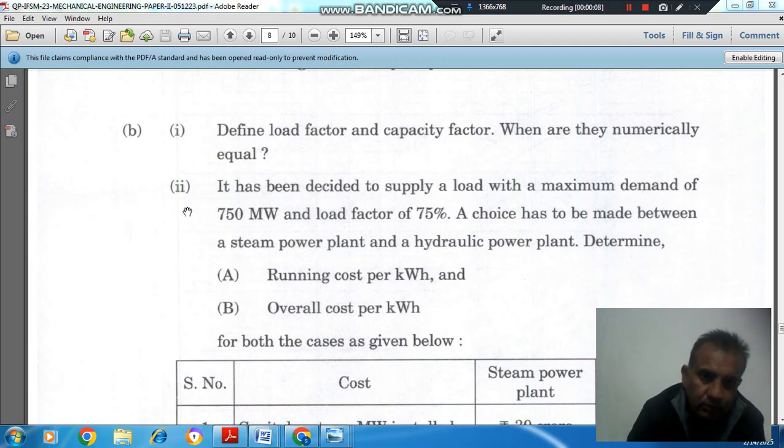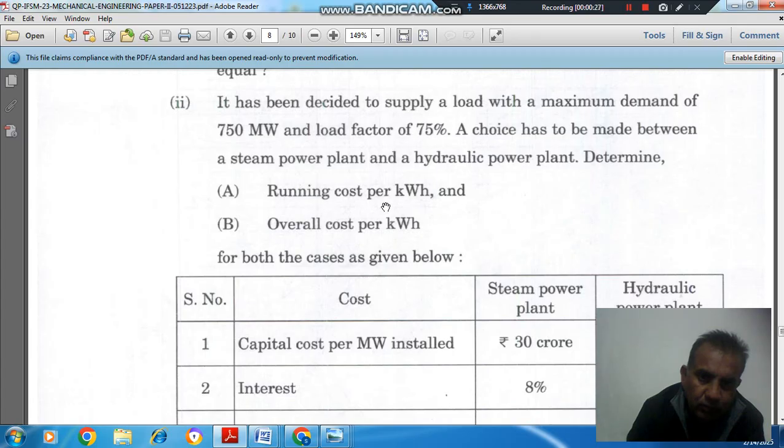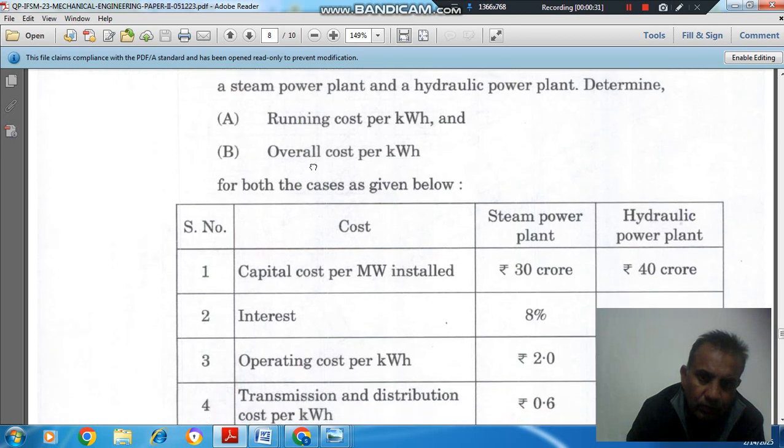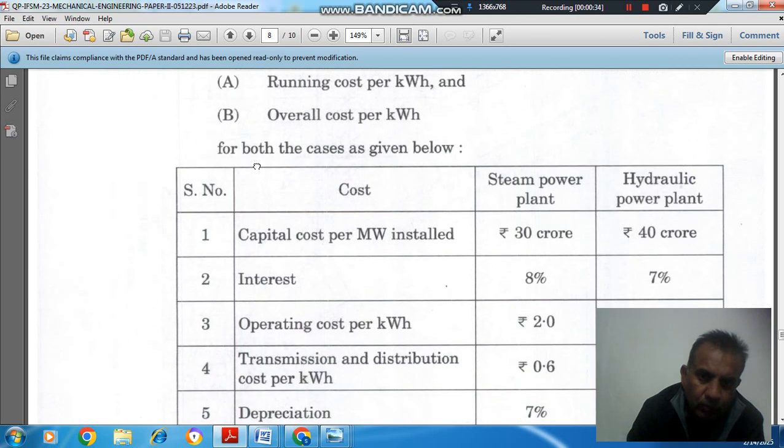Question number 7B2: it has been decided to supply a load with a maximum demand of 750 megawatts and a load factor of 75%. A choice has to be made between a steam power plant and a hydraulic power plant. Determine the running cost per kilowatt hour and the overall cost per kilowatt hour for both cases as given below, for the steam power plant and the hydraulic power plant.